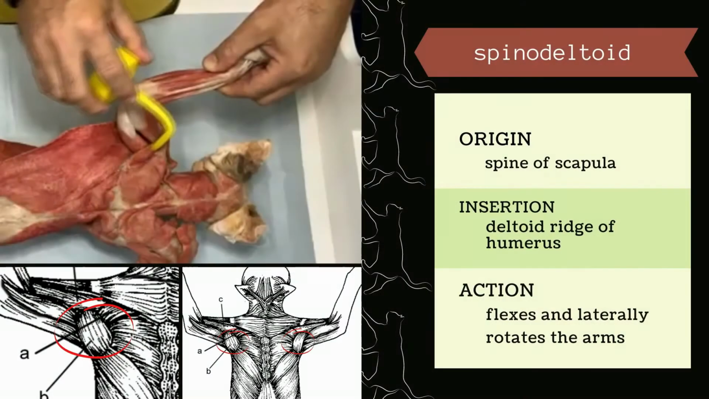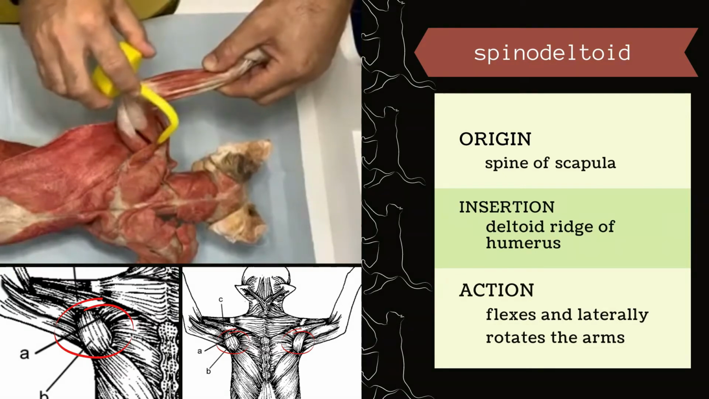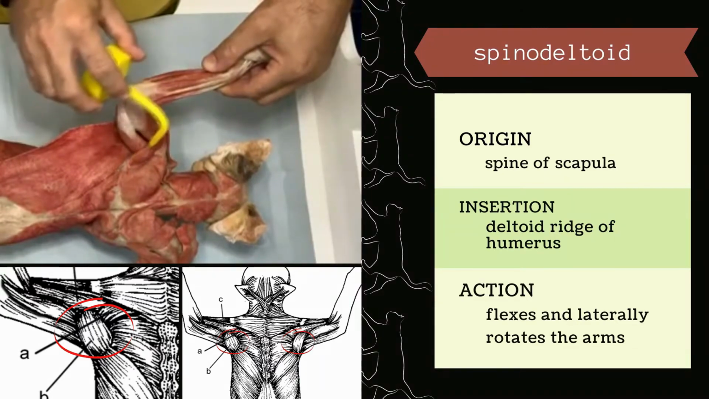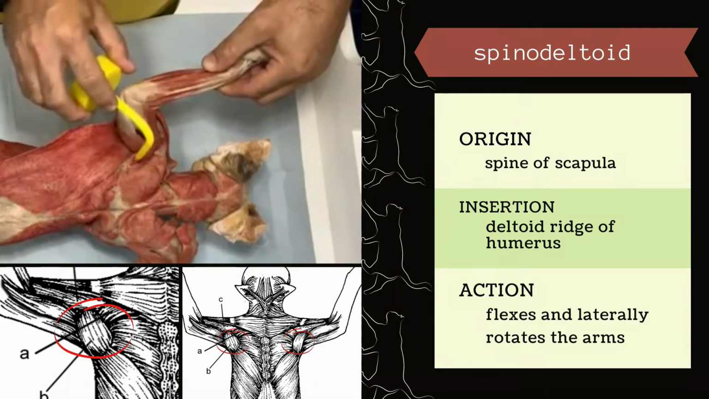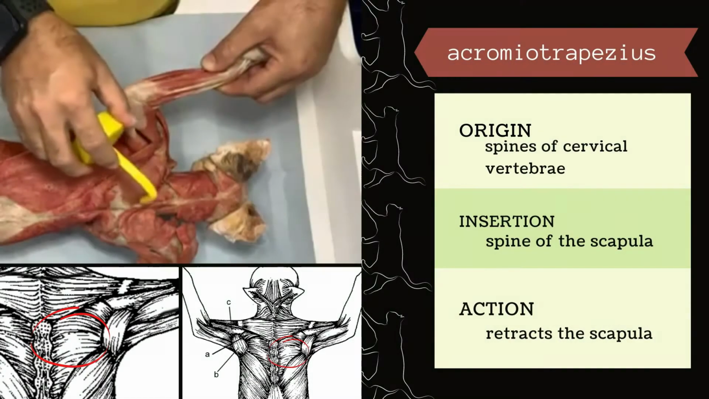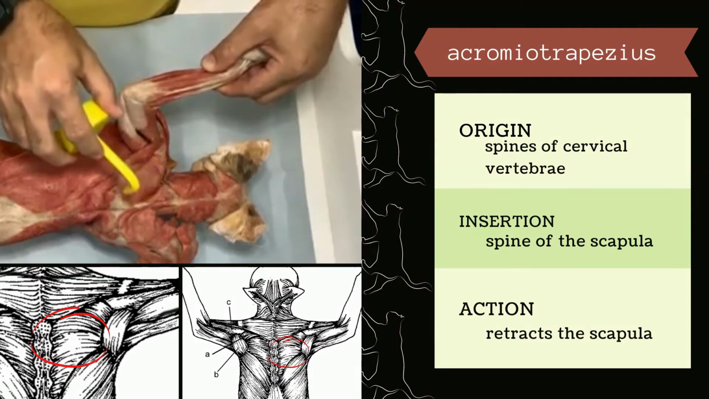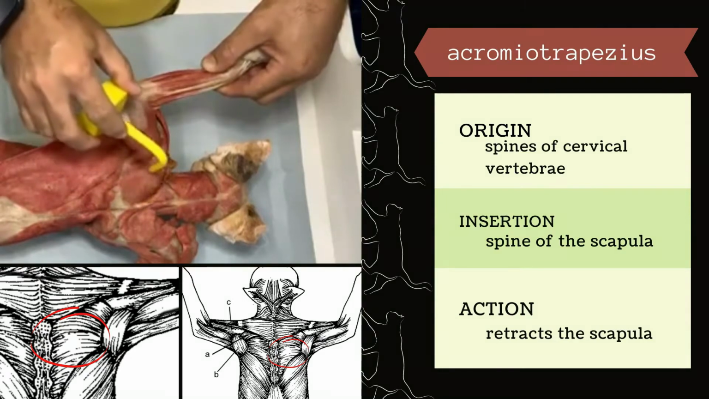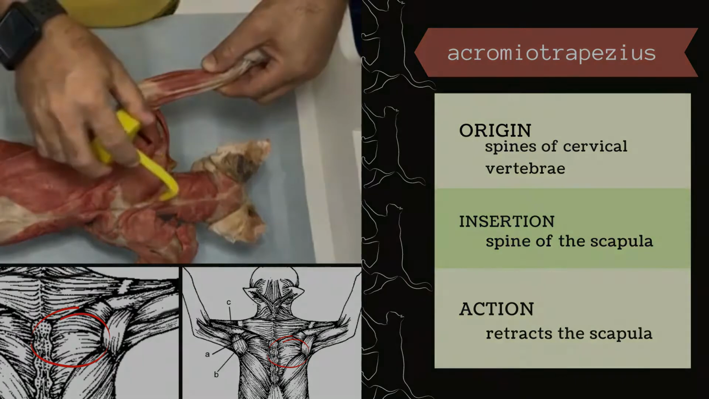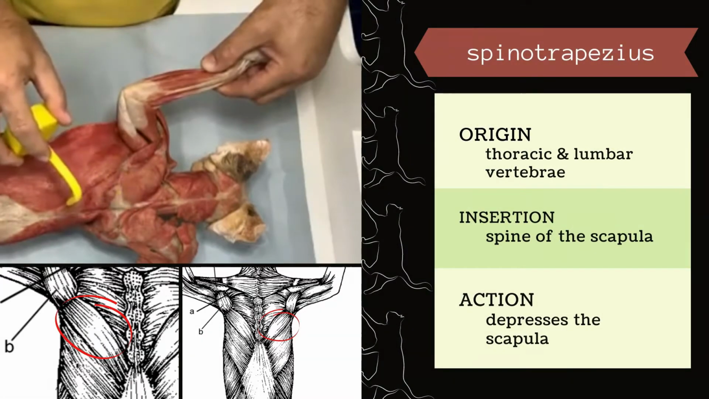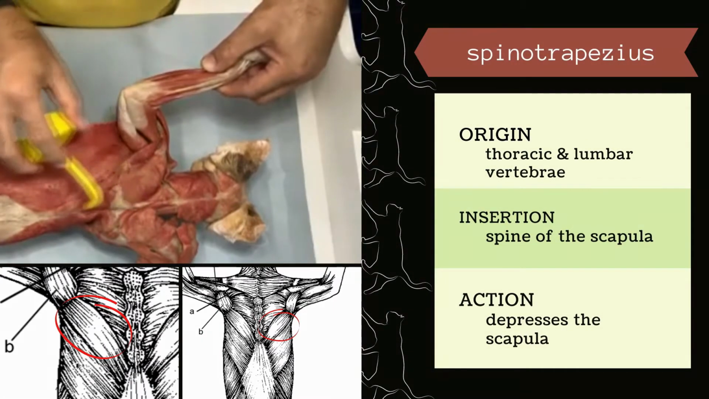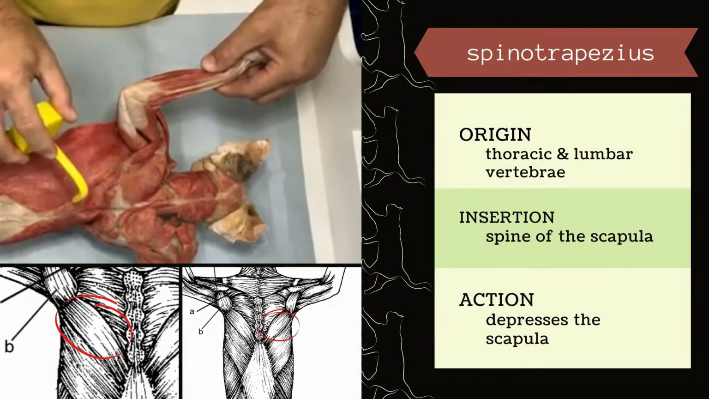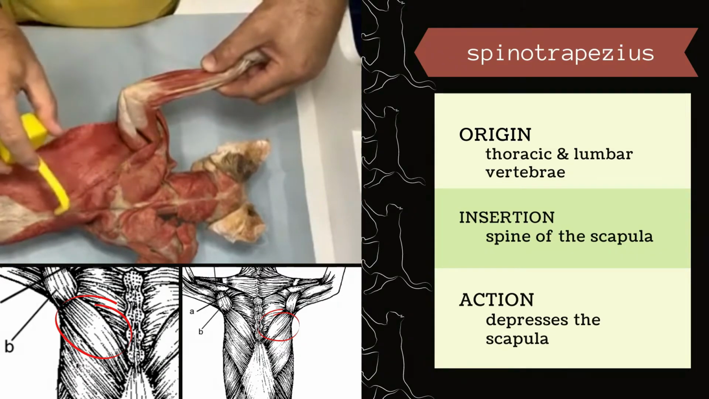Next part is the spinodeltoid. It originates from the spine of the scapula. It inserts into the deltoid ridge of the humerus, and its action is to flex and laterally rotate the arm. This is the acromyotrapezius. It originates from the spines of the cervical vertebrae. It inserts into the spine of the scapula, and its action is to retract the scapula. This part is the spinotrapezius. It originates from the thoracic and lumbar vertebrae. It inserts into the spine of the scapula, and its action is to depress the scapula.